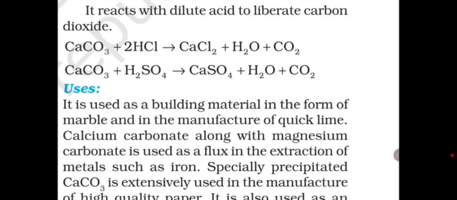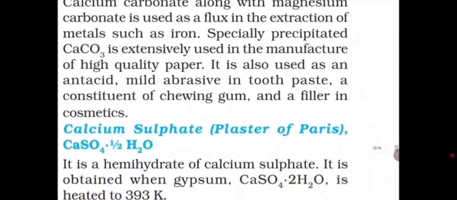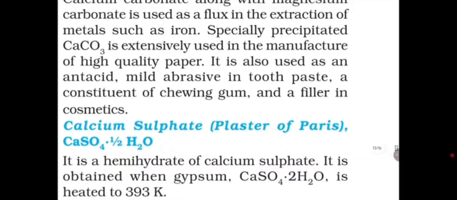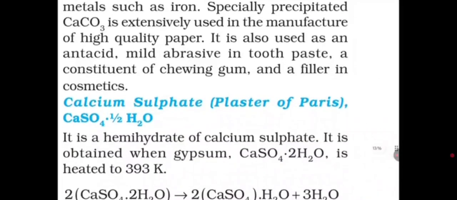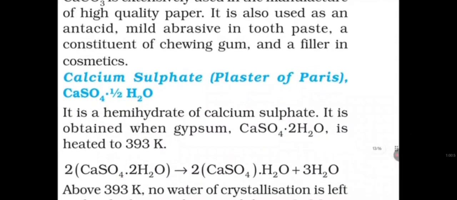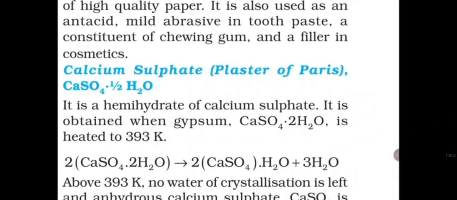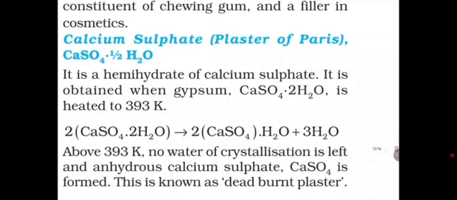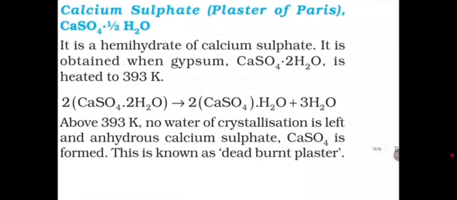Uses: it is used as a building material in the form of marble and in the manufacture of quicklime. Calcium carbonate along with magnesium carbonate is used as a flux in the extraction of metals such as iron. Specially precipitated CaCO3 is extensively used in the manufacture of high quality paper. It is also used as an antacid, mild abrasive in toothpaste, a constituent of chewing gum, and filler in cosmetics.